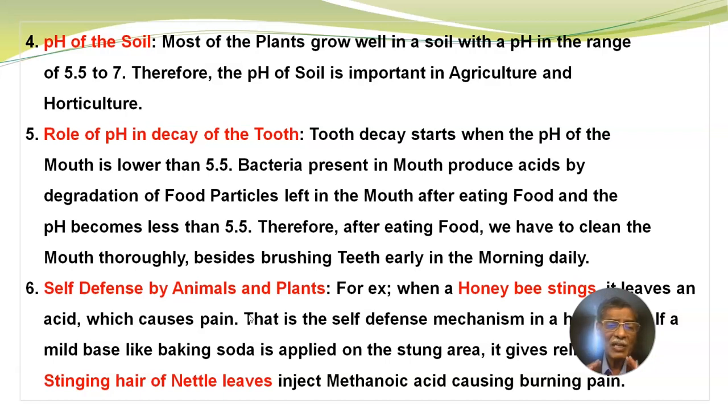Number 6. Self-defense by animals and plants. For example, when a honeybee stings, it leaves an acid which causes pain. That is a self-defense mechanism in a honeybee. If a mild base like baking soda is applied on the stung area, it gives relief. Stinging hair of nettle leaves inject methanoic acid, causing burning pain.